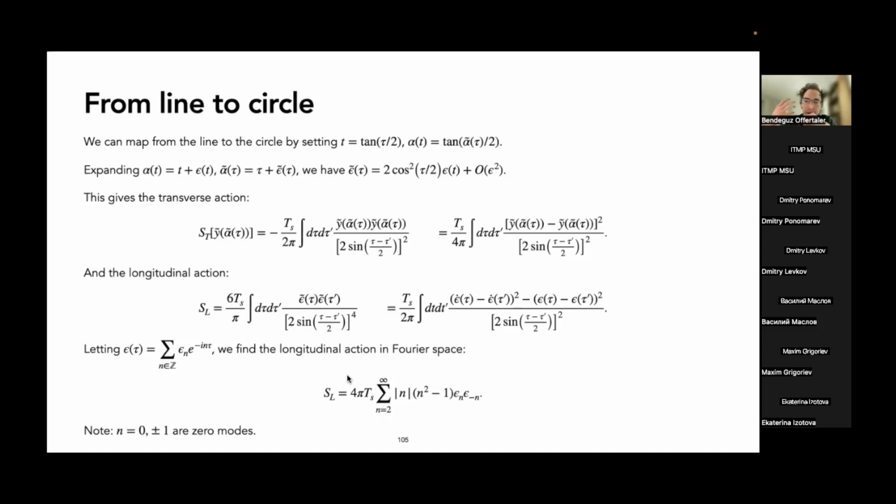One advantage of considering the longitudinal action on the circle is that when we expand this perturbation epsilon around the saddle point in a Fourier sum, then we get this expression, and we can clearly identify 3 zero modes, n equals 0 and plus or minus 1. These correspond to the SL2R gauge transformations on the worldsheet, which should indeed leave the longitudinal action invariant and therefore be zero modes.